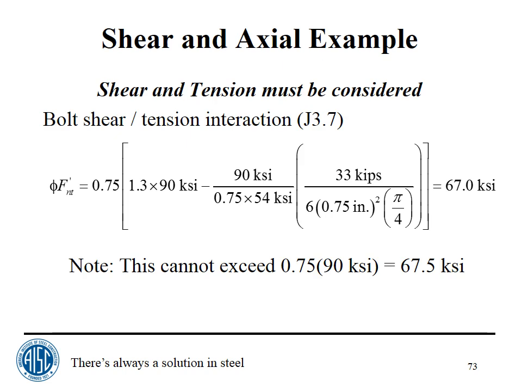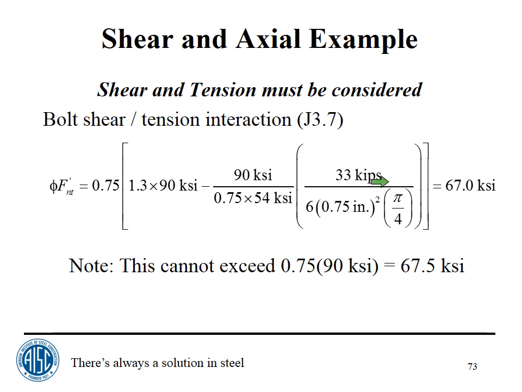In this particular case, we have A325 N-type bolts. The F sub NT is 90. The F sub NV is 54. We had 33 kips total shear divided by 6, which gave me 5.5 kips per bolt.